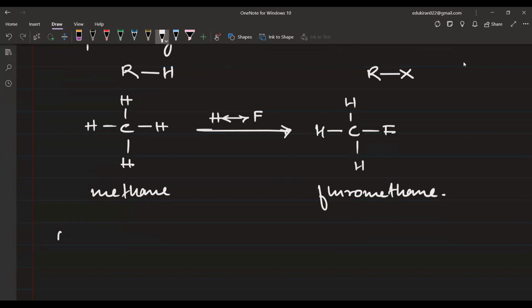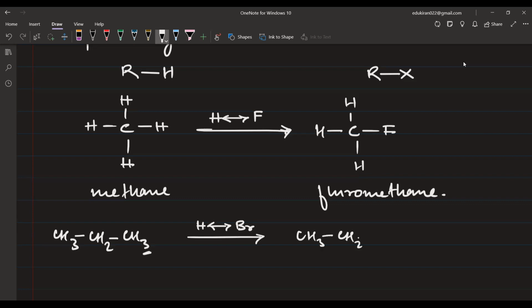Similarly, if I have CH3, CH2, and CH3. Okay, so you have here three carbon atoms, and what do I do? I replace one hydrogen with Br. So let me replace one of these hydrogens, and I will have CH3, CH2, CH2Br. Okay, so this is a simple structure of haloalkane. So this is 1, 2, 3. This is propane. This is bromopropane.